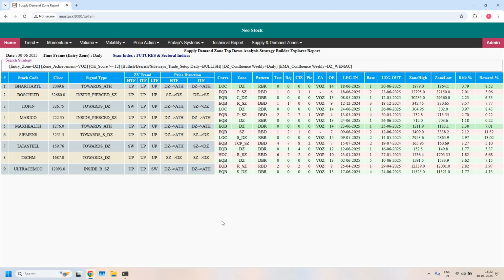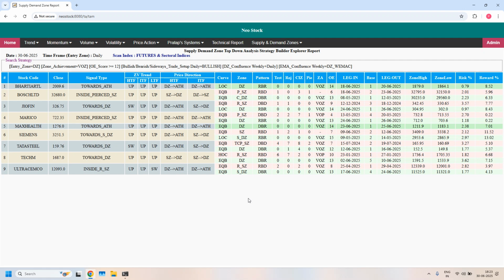Provided lesson 20 checklist items are satisfied. Otherwise, zones might be violated. That's why lesson 20 checklist is very, very important. After applying the checklist, and then only you should plan your trades. Please don't forget that point. Okay, this is based on LTF and ITF demand zone confluence and ITF EMA confluence.